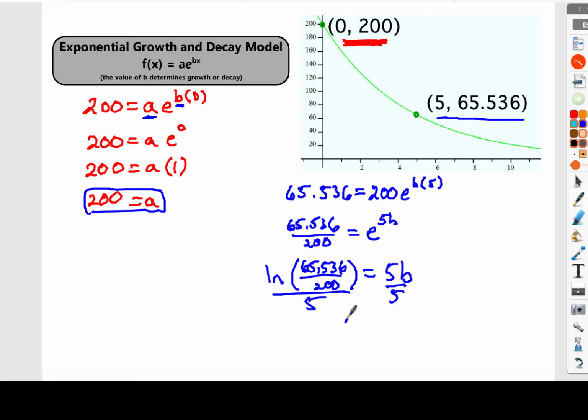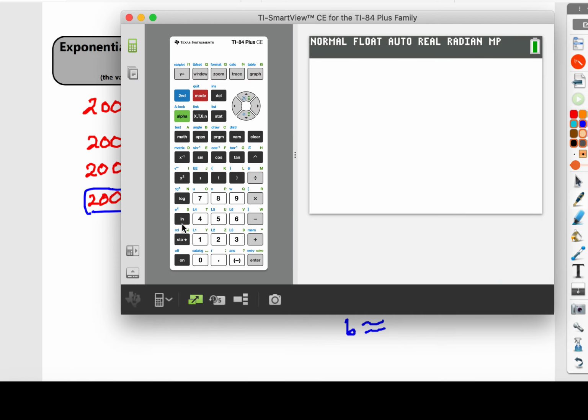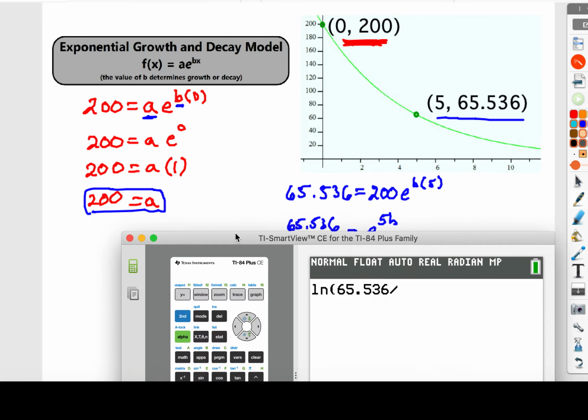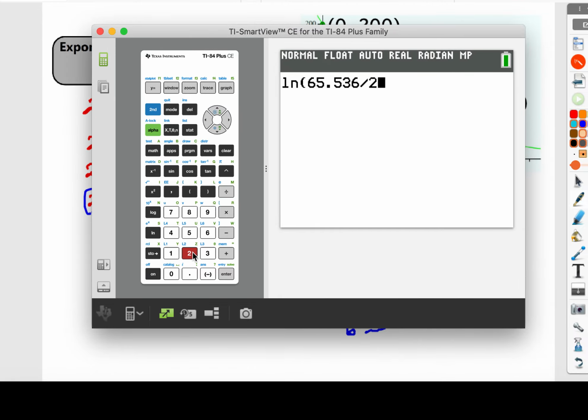And we'll find out that b is approximately equal to, well, I'm going to need my calculator for that. So again, let's remember our numbers, 65.536. I'm going to go ahead and call up my calculator, and we just need to find those numbers. So let's take the natural log of 65.536 divided by 200 inside the logarithm, because remember the first thing we did was divide by 200, then we took the natural log, and then finally we divided by 5. We divided by that x value.